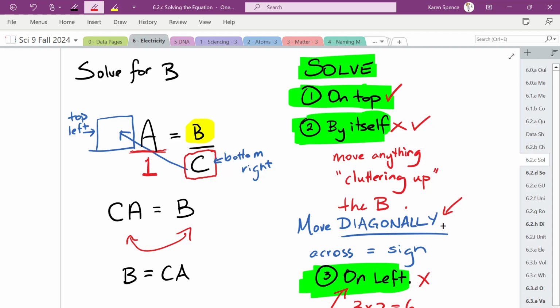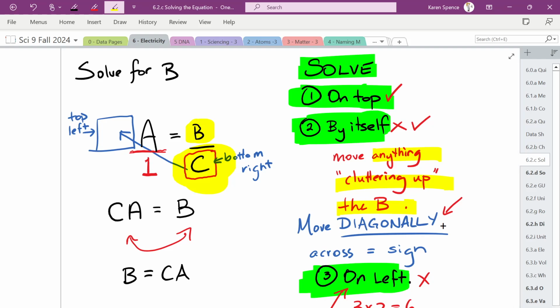okay? And if we have B and we want to get it by itself, we move anything that's cluttering up B, and that would be C. C is cluttering up B, so we would move it from the bottom right diagonally across the equal sign up to the top left. So if something starts on the bottom right, it ends up on the top left. What if it started on the top right? It would go to the bottom left, okay?